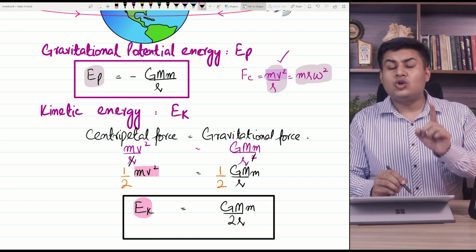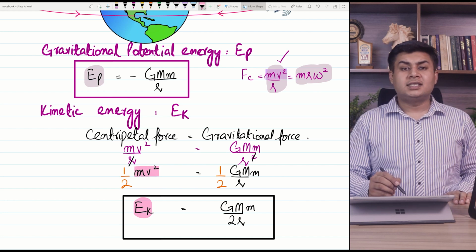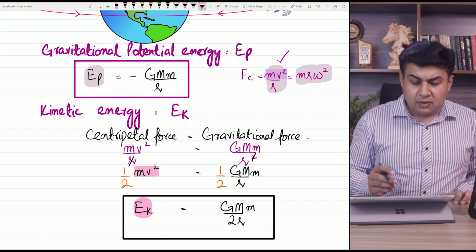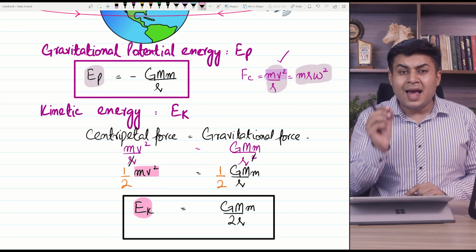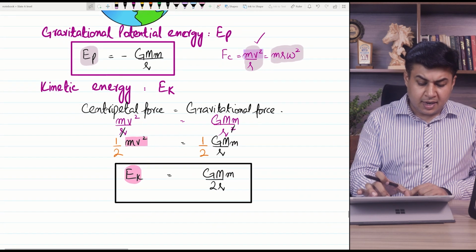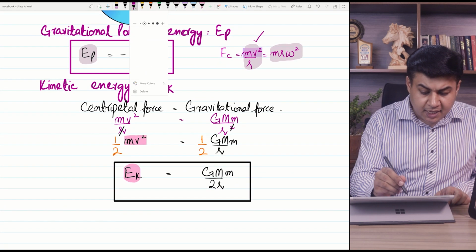How you can find total energy of satellite? The total energy or the mechanical energy of the satellite is the sum of kinetic and potential energies. So now you will write total energy of satellite.